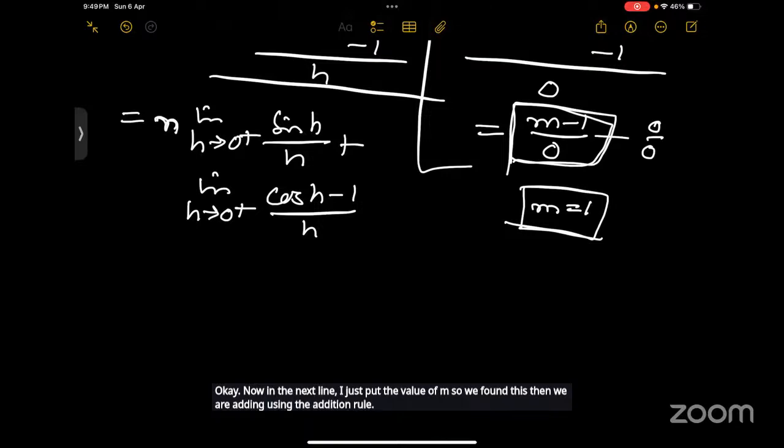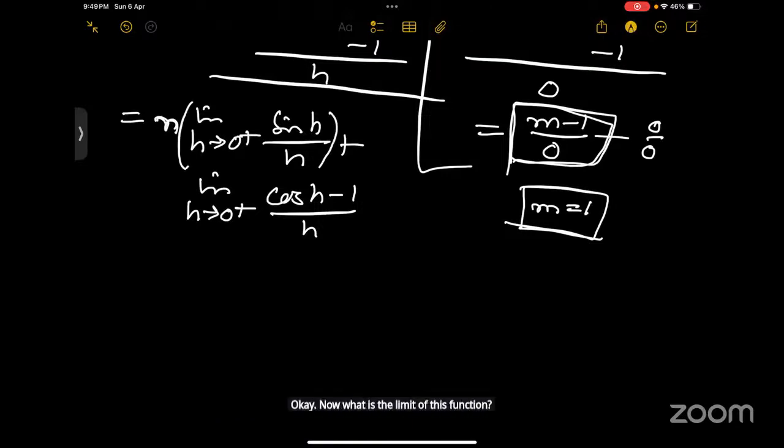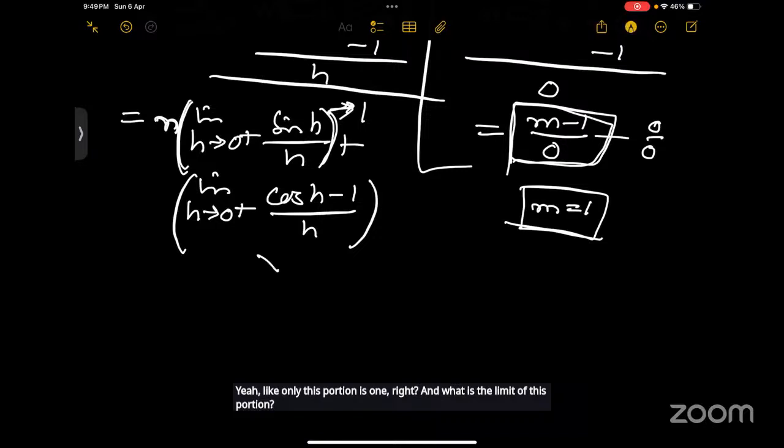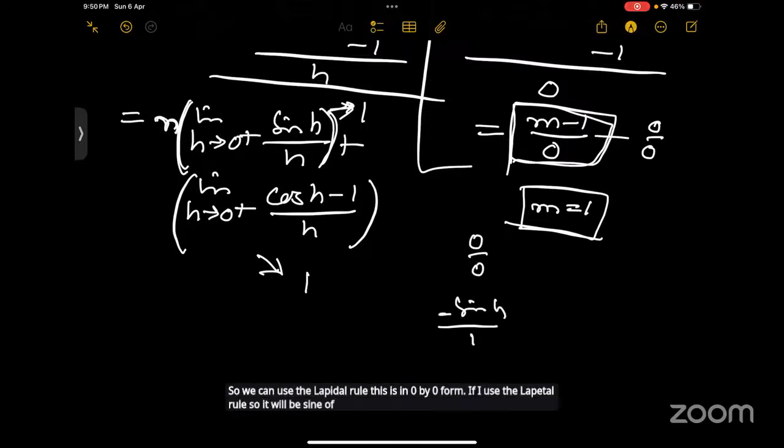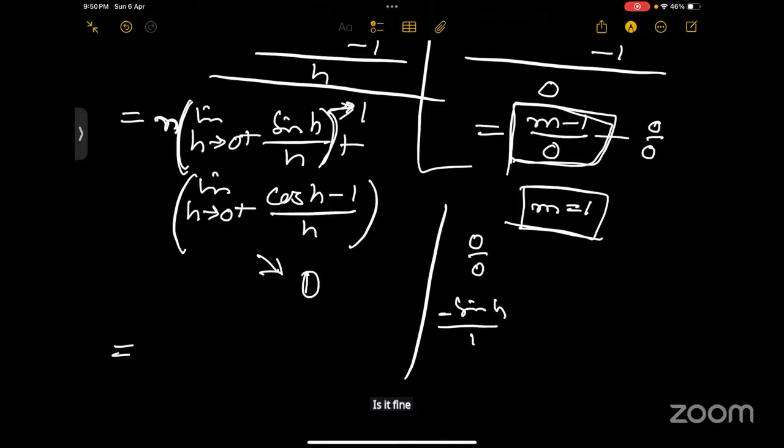Now what is the limit of this function? Only this portion is 1, right? And what is the limit of this portion? This is 1, right? How does it become 0? Because cos 0 is 1, and sin 0 is 0. So we can use the L'Hopital rule. This is in 0 by 0 form. If I use the L'Hopital rule, it will be sin h minus sin h by 1. So it will be 0, right? Is it fine now?